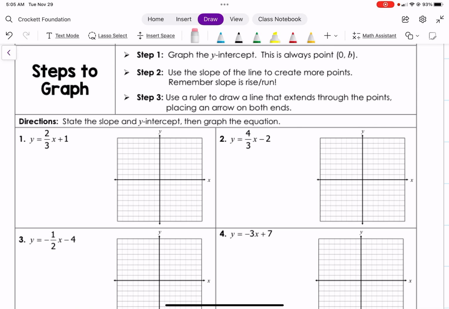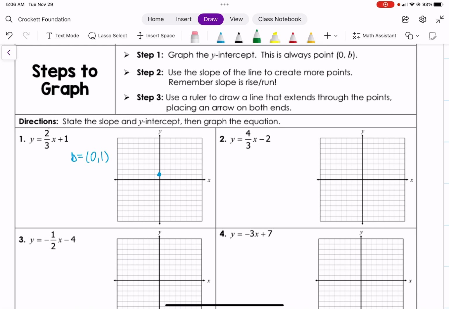Now, the first thing it says is graph the y-intercept. But in order to graph it, we have to know what it is. So first, the y-intercept is always the number without the variable, okay? It has to be in slope-intercept form, all right? So for number 1, our y-intercept is +1. Some people like to write the y-intercept using b to represent it. They write it as an ordered pair, (0, 1).